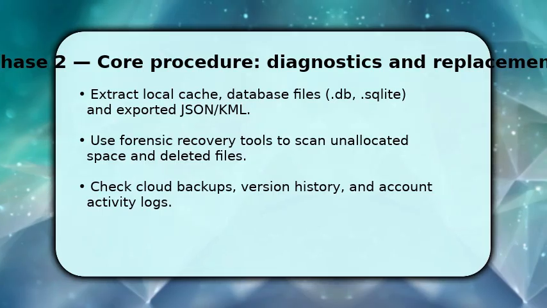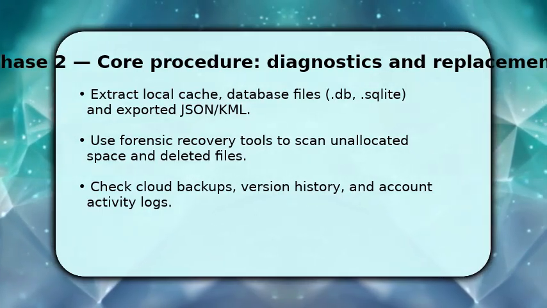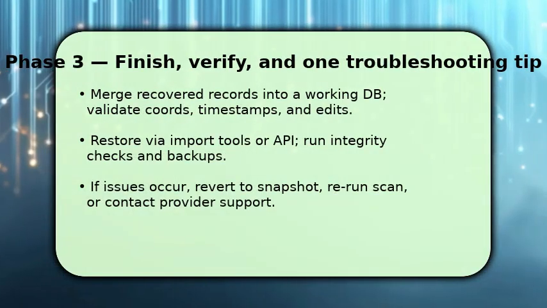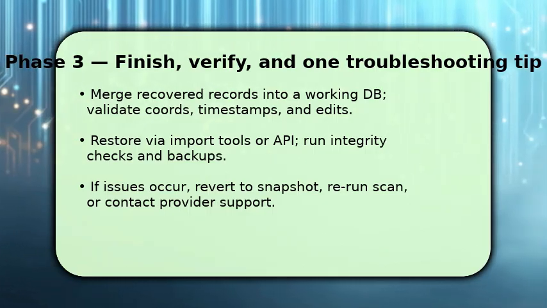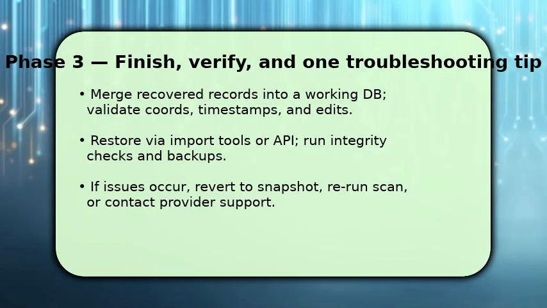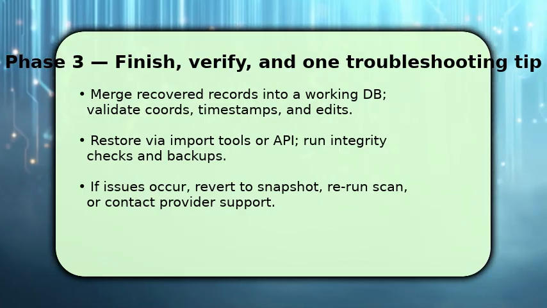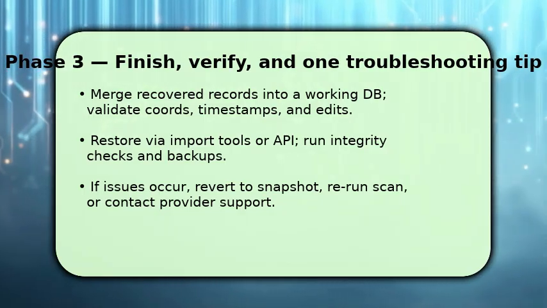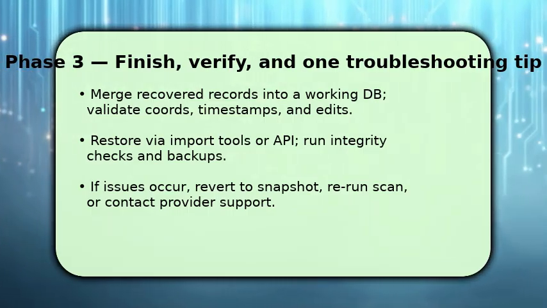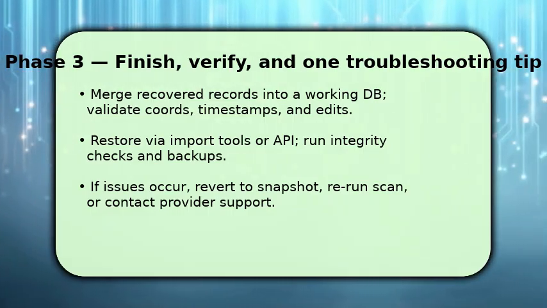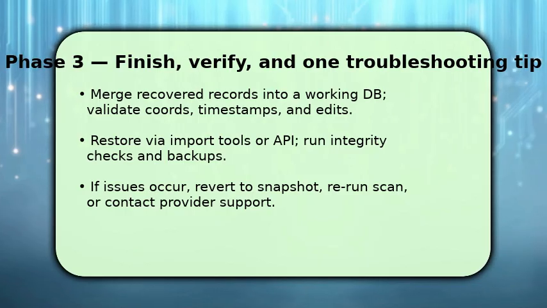By combining raw file recovery with cloud versions, you finish by merging recovered records into a working database, carefully validating coordinates, timestamps, and edit metadata so nothing conflicts. Then import using the app's import tool or API and run integrity checks. Export a backup immediately. If import errors appear, revert to a pre-import snapshot and rerun the recovery scan because partial imports can corrupt timelines. If recovery stalls, escalate to provider support with logs and sample files. This saves time and preserves evidence of deletion and restoration.